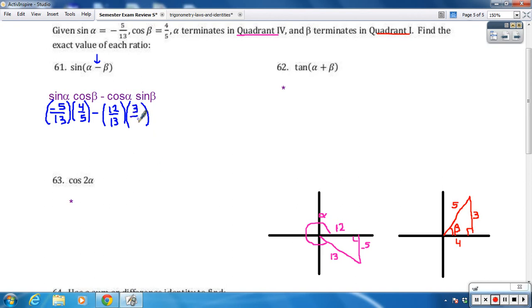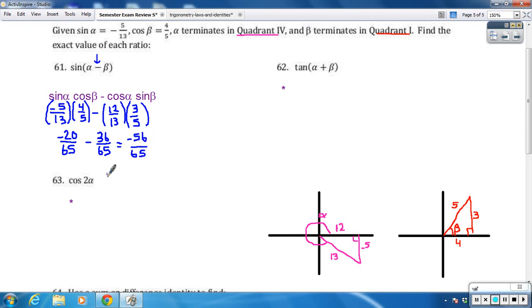Now I've plugged in all of my ratios. I'm going to multiply the fractions together and then combine the two. The first two fractions multiplied together become -20 over 65, and then 12/13 times 3/5 is going to be 36 over 65. Since they have the same denominator, it makes this nice and easy for us. The denominator is going to be 65, and I can just combine the numerators. So -20 minus 36 is going to be -56 over 65.